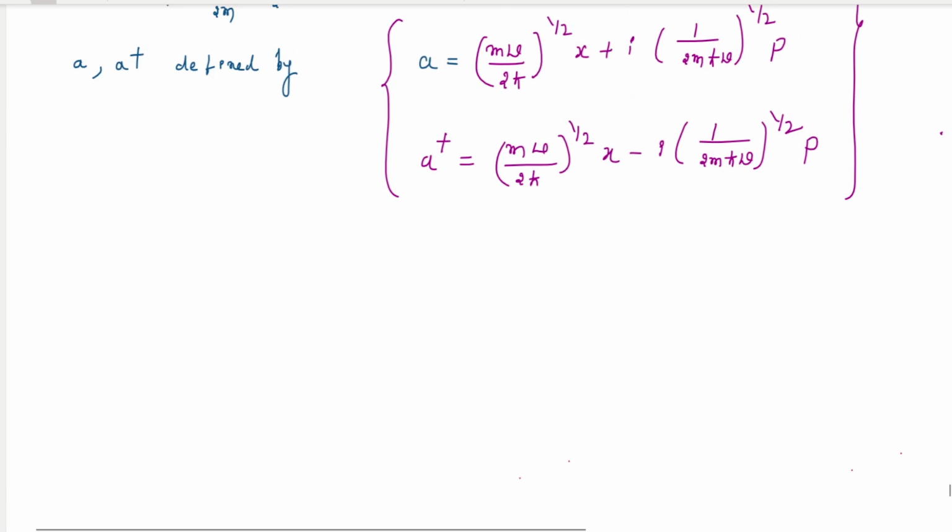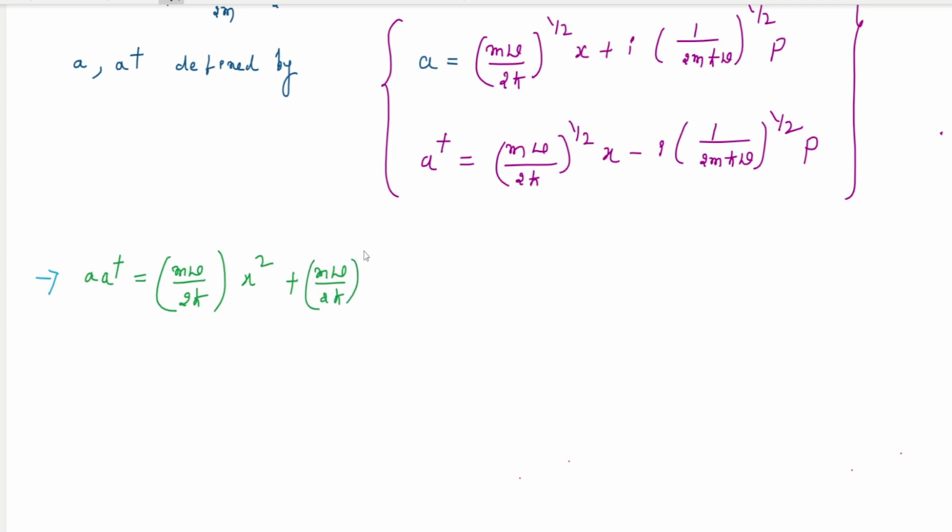Here I'm going to do one simple operation, a simple multiplication. I want to multiply these two operators, first A dagger with A. If you multiply these, the first term is m omega divided by 2h cross into x square, plus I multiply this term into this term, (m omega divided by 2h cross) whole power 1 divided by 2 x, remaining into the minus i.